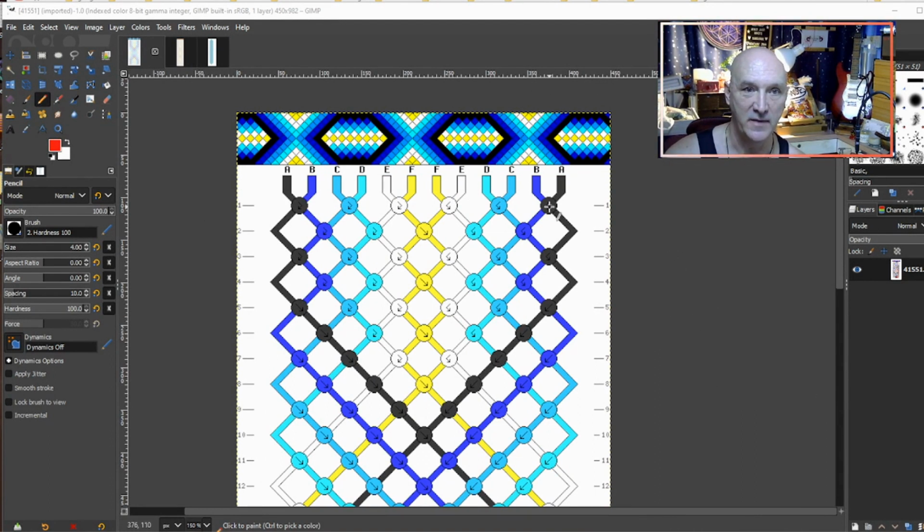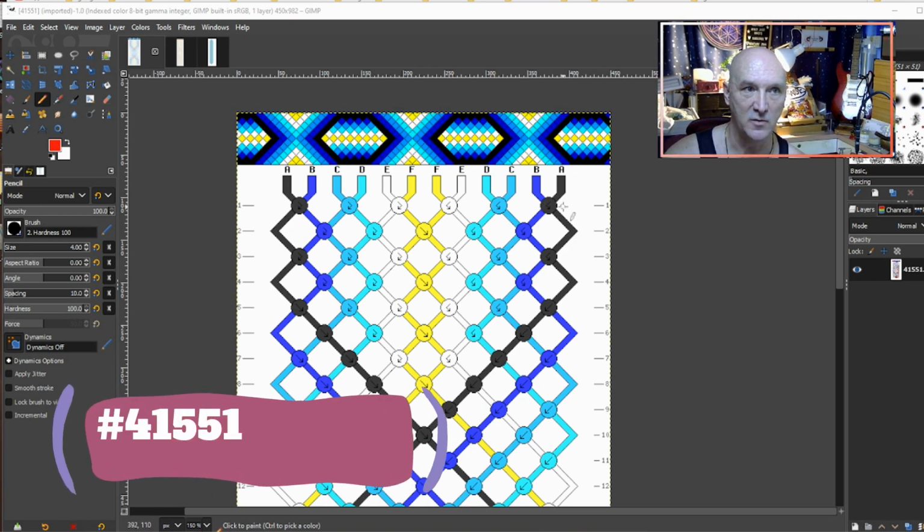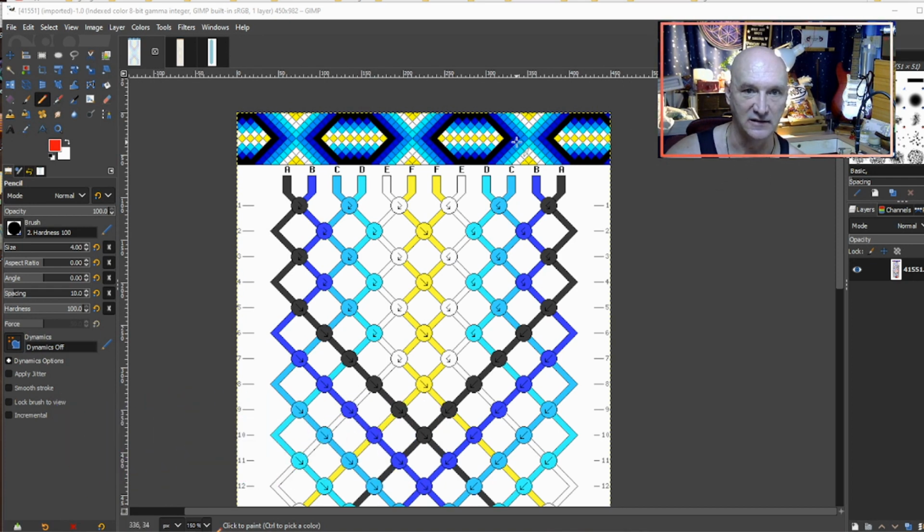Today we're just going to do a short, quick rant. You may remember this pattern here. This is 41551, and we did a few different variations on it. We changed the length of this inner part here, because that's really easy. If you can extend it by one, you can shorten it by one, you can do whatever.